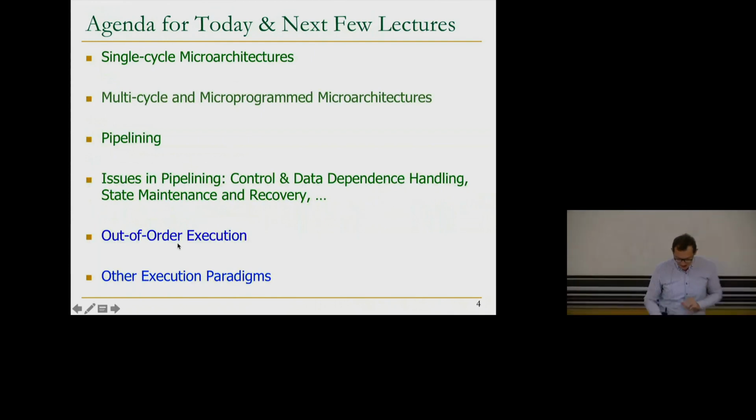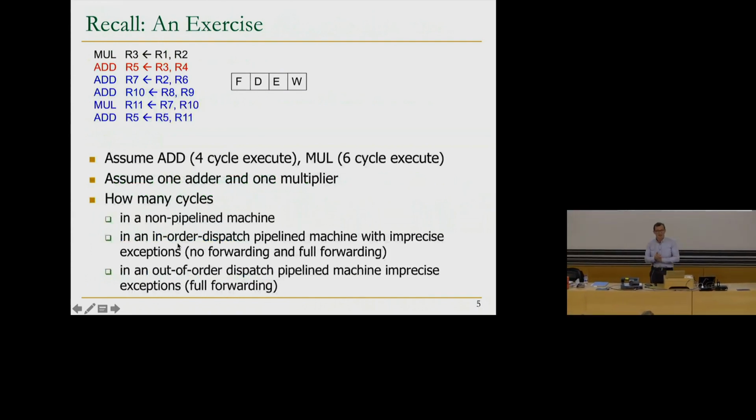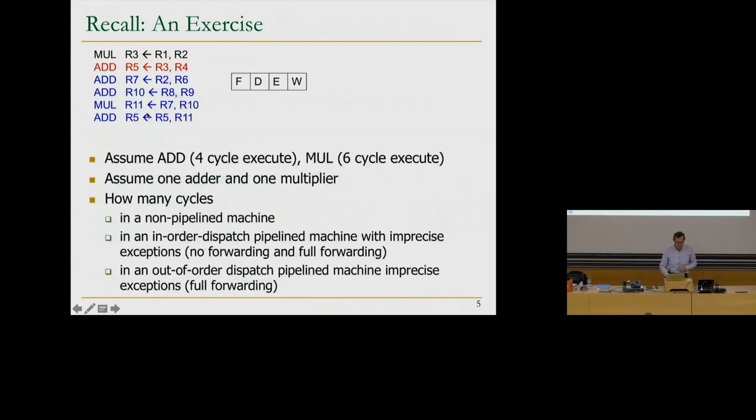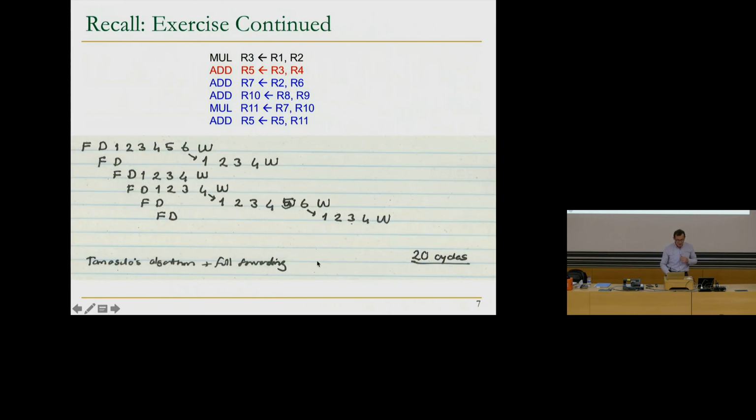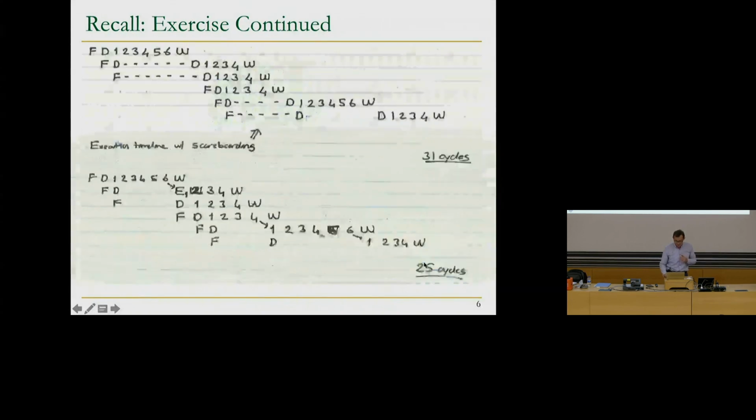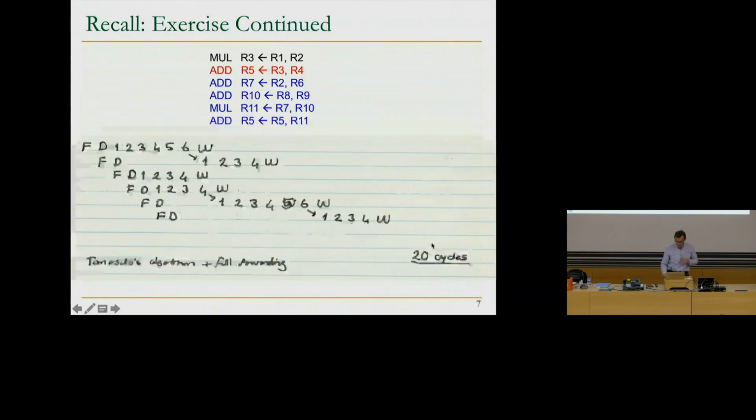Okay, so we're going to continue this. Recall that we were doing this exercise where we were really simulating the execution of this program in an out-of-order execution processor with imprecise exceptions to begin with. And we have these 4 stages, and add takes 4 cycles and multiply takes 6 cycles. I'm not going to go through the simulations that we did yesterday, but basically out-of-order execution enables the out-of-order dispatch of these 2 instructions that are independent, as you can see over here. And as a result, it gives you better performance, like 20 cycles as opposed to 25 cycles in this case.